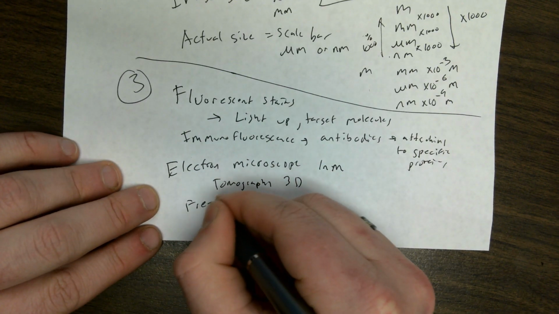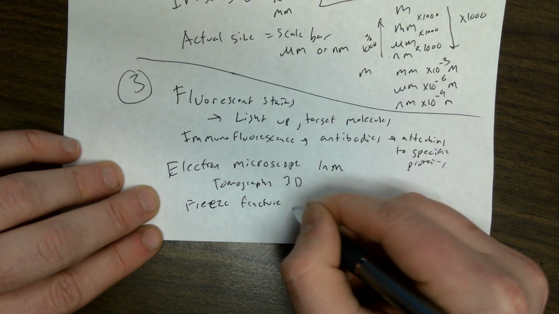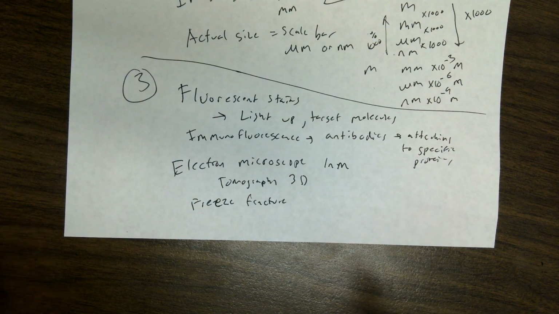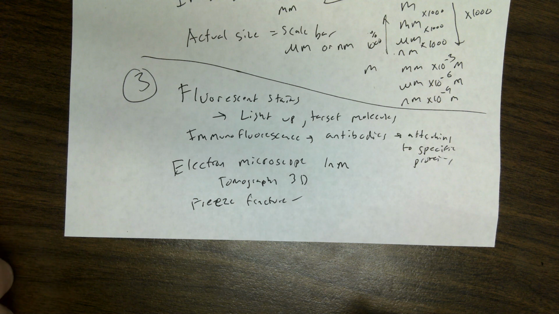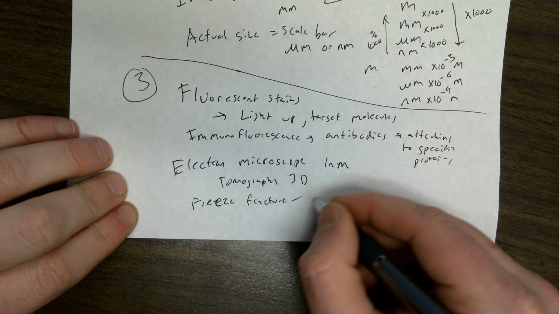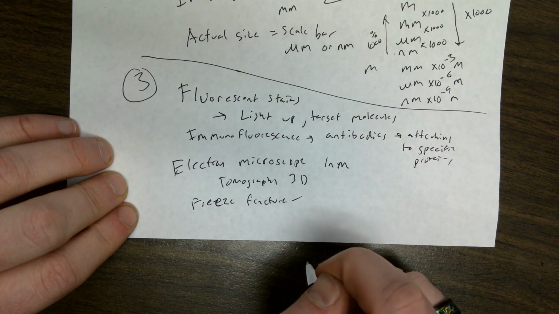Freeze fracture allows us to see inside membranes and to see what the membrane looks like. That's how we figured out the structure of the membrane, through freeze fracturing. It sounds like you freeze it, fracture it, and it allows you to see inside of things a little easier.